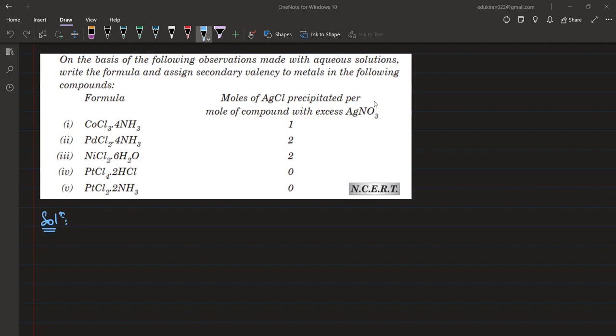See, for the first one, see how you have to do. First of all, see how many moles of AgCl is precipitated. Okay? How many moles of AgCl is precipitated? I'm doing the first one. You have to do the rest of all of them.